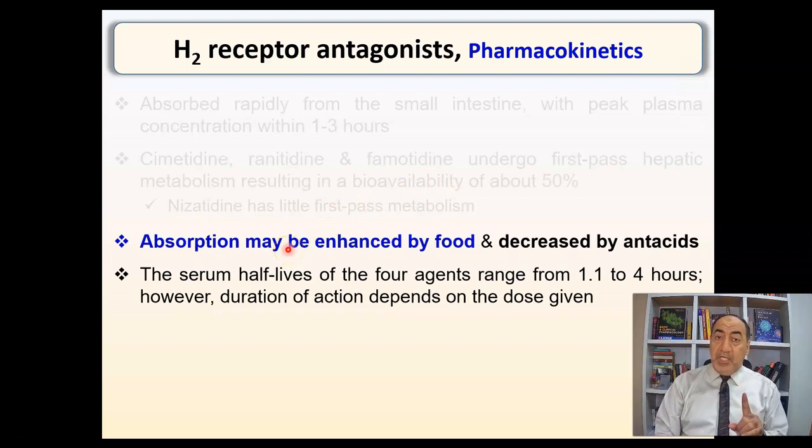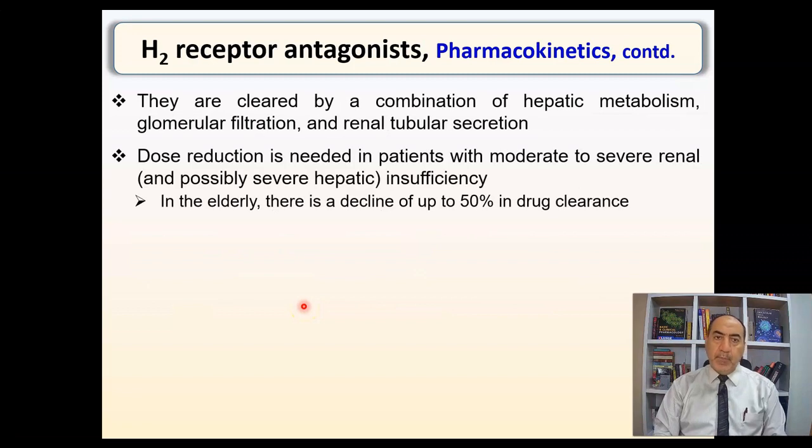Absorption, please pay attention. For some drugs, food will delay absorption, but the absorption may be enhanced by food. Both proton pump inhibitors and H2 blockers have their effect decreased by concomitant use of antacids. You have to space them out by about 2 hours. The serum half-lives of these 4 drugs range from 1 to 4 hours. However, the duration of action depends on the dose given. They are cleared by a combination of metabolism and renal excretion.